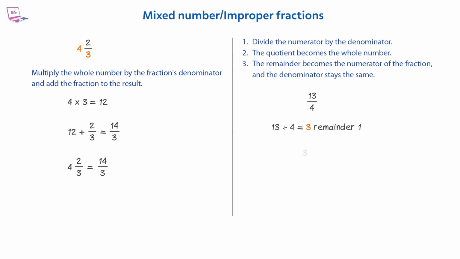The quotient becomes the whole number. The remainder becomes the numerator of the fraction, and the denominator stays the same. The mixed fraction will be 3 and 1 over 4. 13 over 4 equals 3 and 1 over 4.